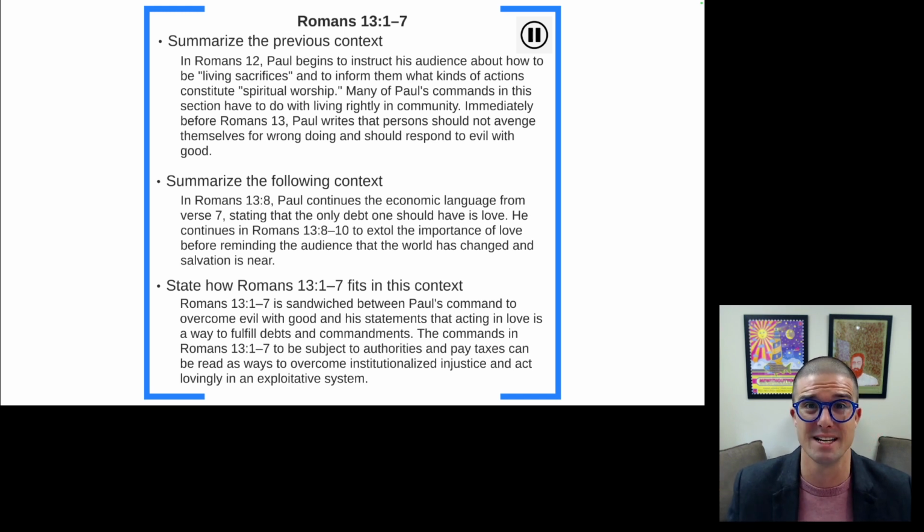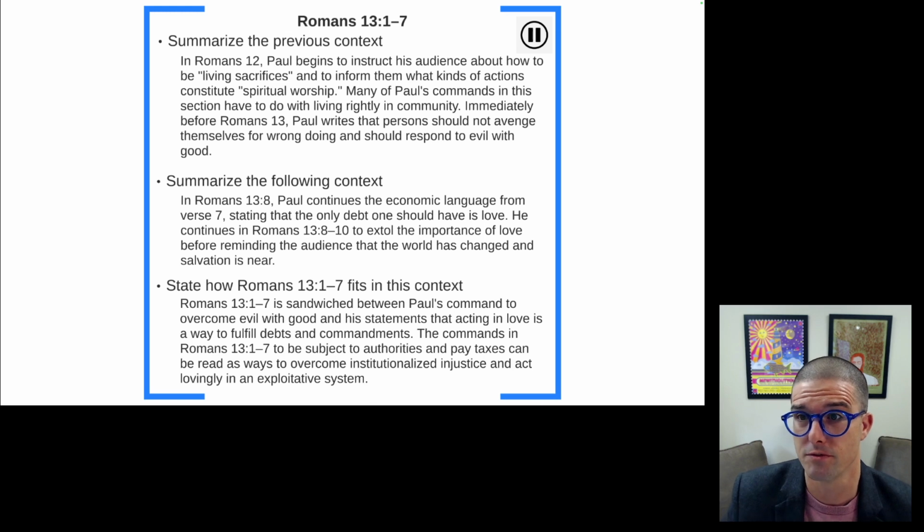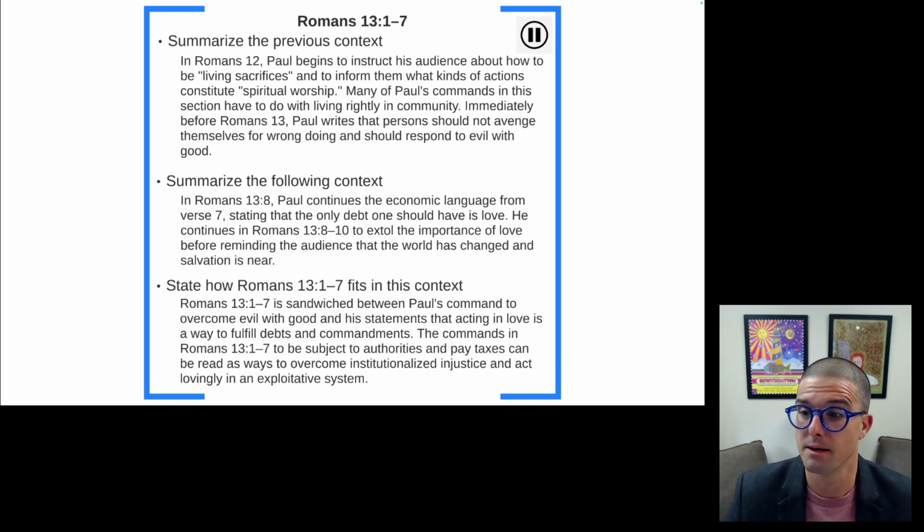And of course, this would be very different than an unnuanced application of those verses where governing authorities are heeded no matter what the situation is. So in this interpretation, looking at the context, what has become of utmost importance in our application is to see that Paul is actually encouraging a way to overcome injustice rather than to be complicit within or for it.